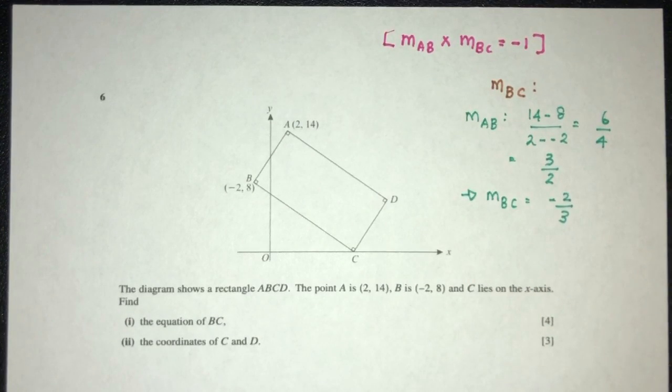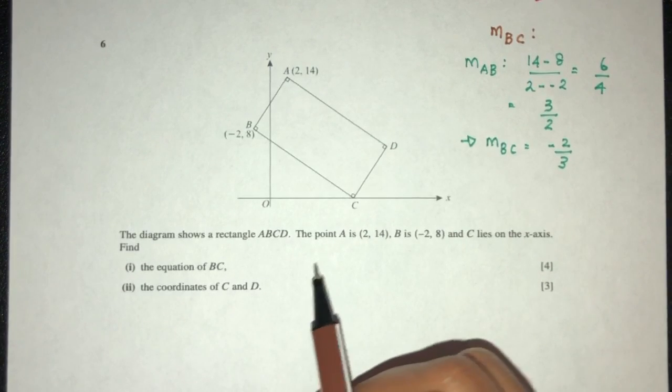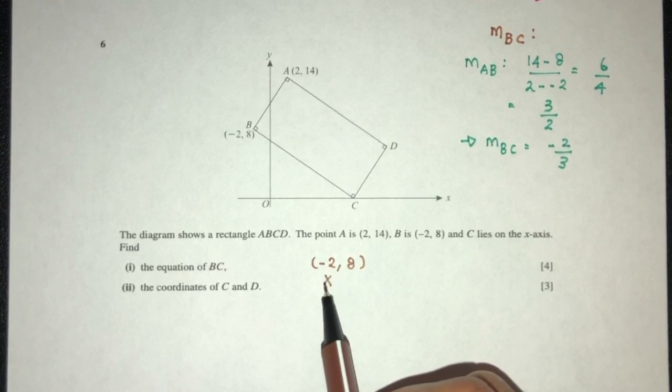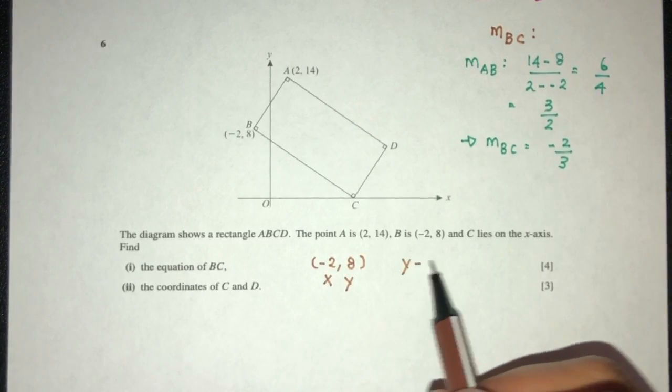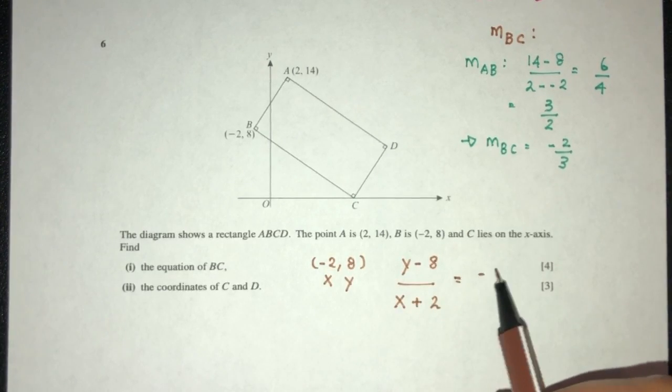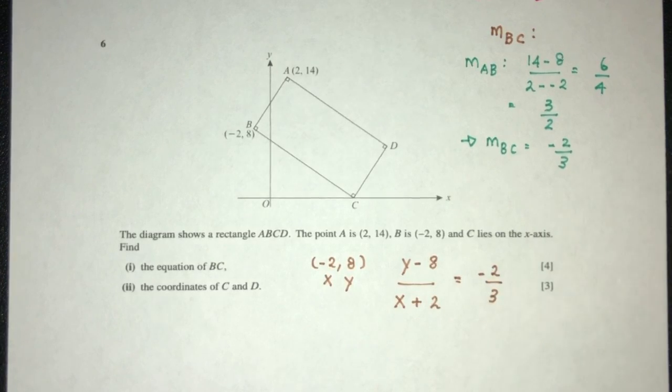Now, we have the gradient, we have the passing point B, we can find the equation of BC. So the passing point is minus 2, 8. That is the x value and the y value. So y minus its corresponding value over x minus minus 2, which is x plus 2, is equal to the gradient. Again, this is just a method that I use to find the equation of a straight line. If you have another method, you can always use yours, obviously. Now cross multiply. Let's see what do we have.